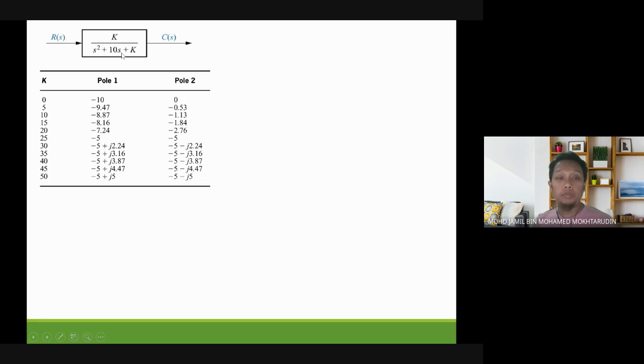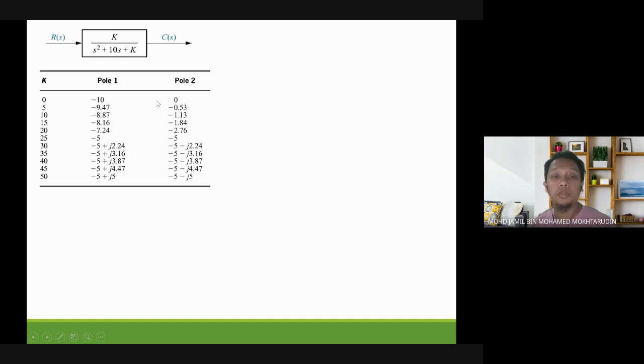Because here we don't have the value of k, we cannot find the poles for this transfer function. So what we can do is substitute different values of k, and then find the poles for the transfer function. For example, if k equals 0, then the poles will be s equals 0 and s equals minus 10. Then we repeat the process for k equals 5, equals 10, equals 15, and so on. So we increase the value of k, and then we find the poles.